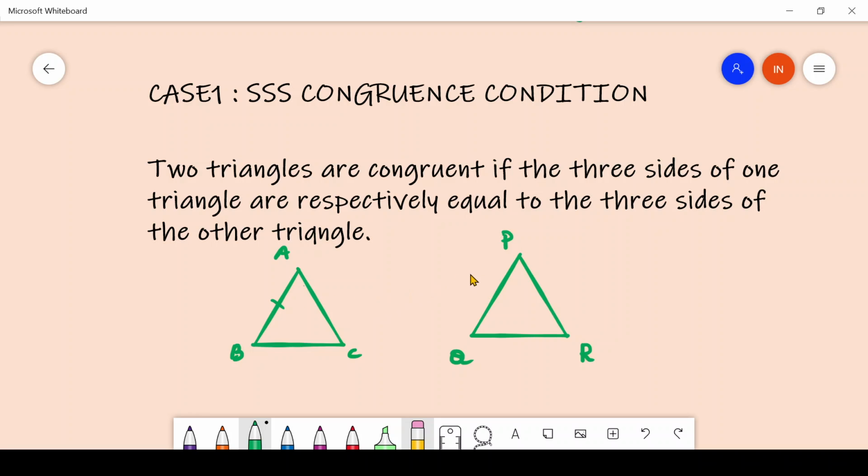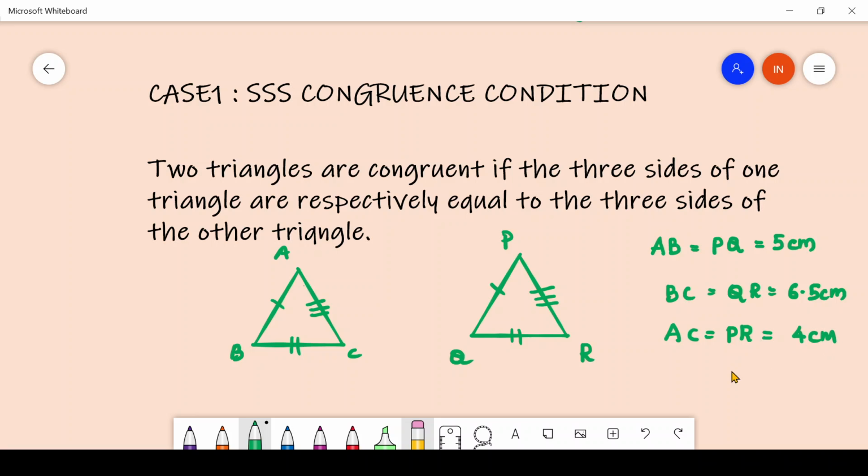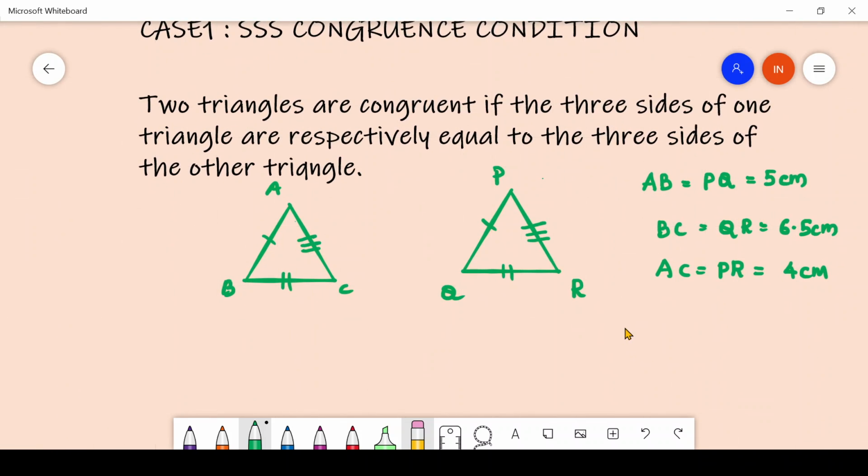Here AB is equal to PQ, and I'm going to write the measurements as well. AB is equal to PQ, equal to 5 centimeters. BC is equal to QR, equal to 6.5 centimeters, and AC should be equal to PR, let it be 4 centimeters. If these three sides are equal to each other, then as we have seen in the previous class, one figure should superpose the other, right? In such cases, you can say that these two triangles are congruent to each other.